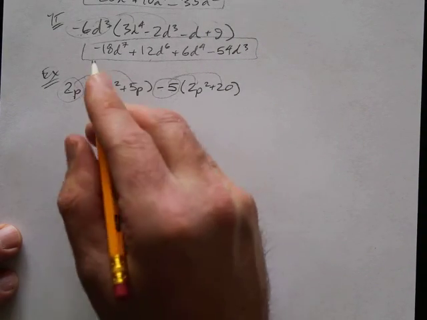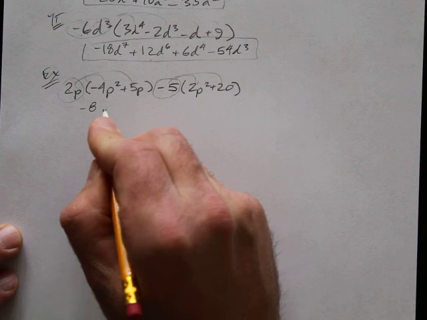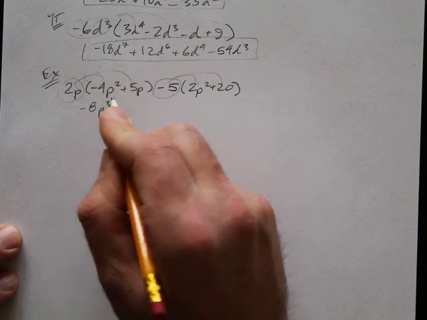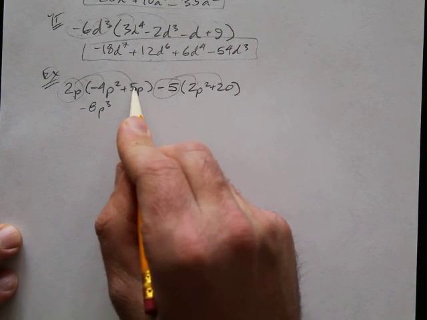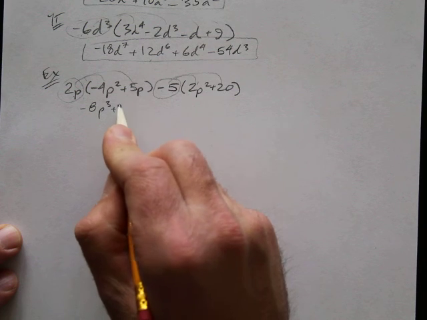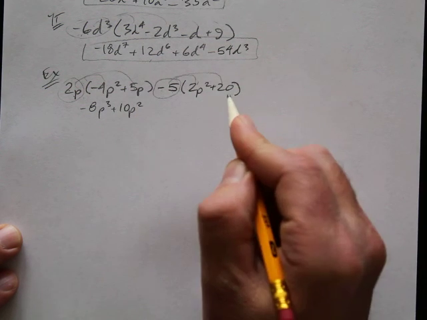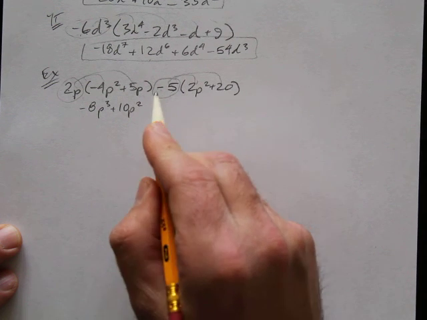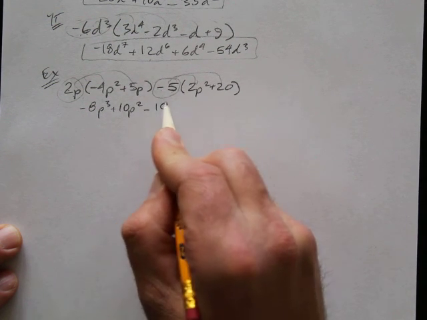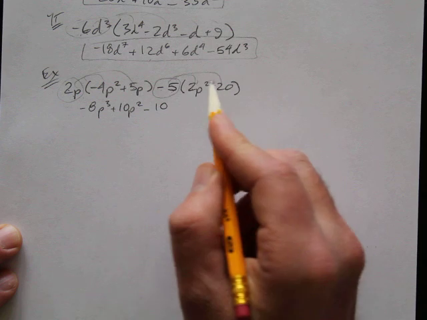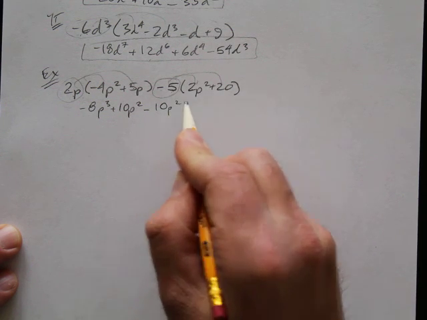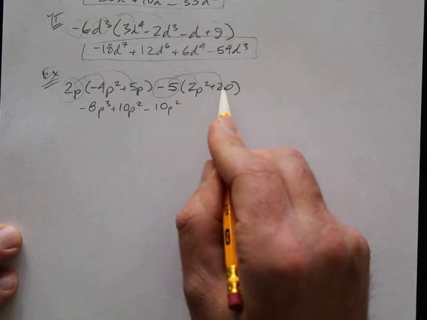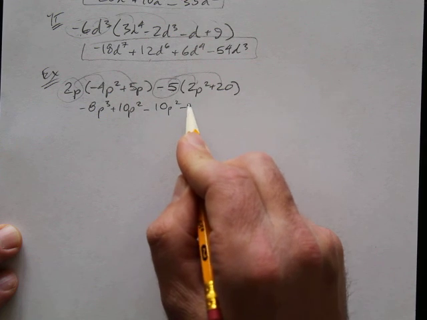2 times negative 4 is negative 8. P times p squared is p to the 3rd. 2p times 5p is going to get me 10p squared. Negative 5 times 2 is negative 10, so negative 10p squared. And then this negative 5 gets multiplied by that 20 as well, so negative 100.